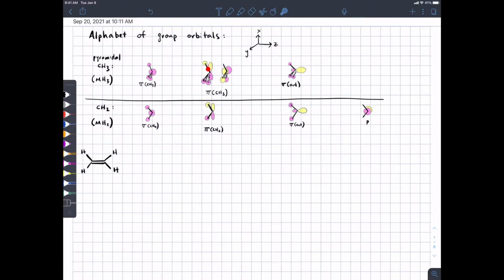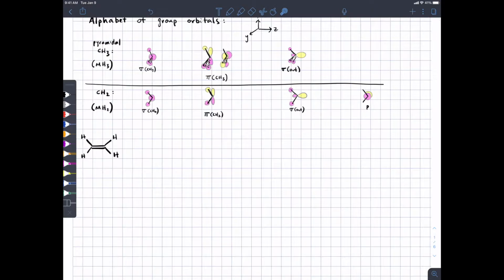The yellow lobe of the 2px orbital overlaps with this 1s orbital on hydrogen, and this lobe of the 2px orbital overlaps with these two 1s orbitals on hydrogen. In contrast, the 2py orbital has a node in the xy plane, so it can't overlap with this hydrogen and must instead only overlap with these two, with the wave function sign relationships as shown. And then we have this sigma out orbital with one lobe pointing in the direction of the next atom to which the methyl group would be bonded.